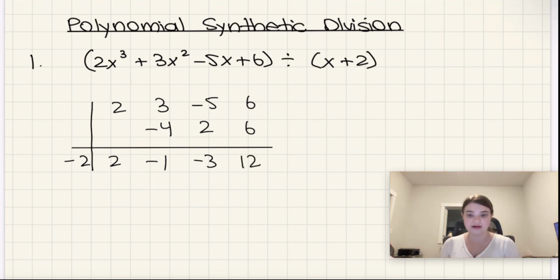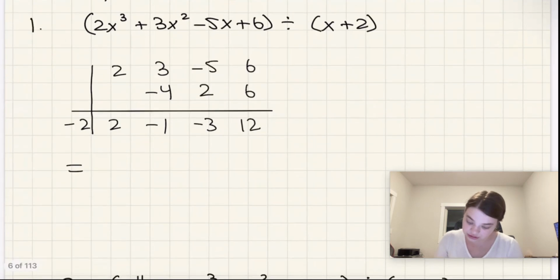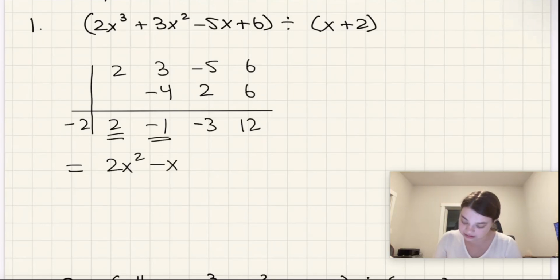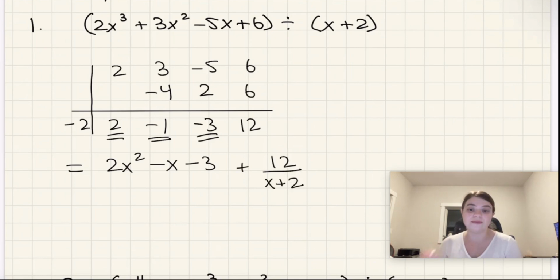So what's our final answer? Our final answer is going to be 2x squared because of this 2, minus x because of this -1, minus 3 because of this -3, and then 12 is actually the remainder. So to write the remainder, I'm going to do plus 12 and then over x plus 2, right? Since this was the remainder, that means that this is what was left over and was actually not able to be divided fully into the x plus 2 that we're dividing by.